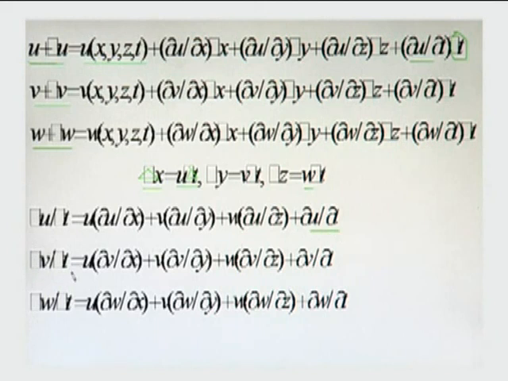Similarly, del v over del t may be written from the second equation after substituting the values of delta x, delta y, delta z from these three equations. Similarly, from this equation we can write delta w over delta t in the form of the velocity gradient of w in x direction, the velocity gradient of w in y direction, the velocity gradient of w in z direction, plus the time derivative of w.